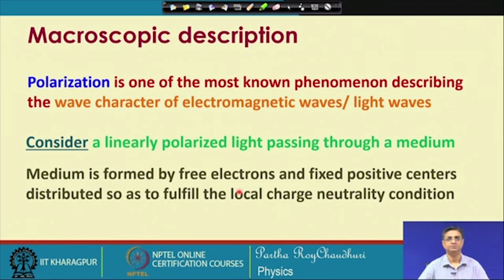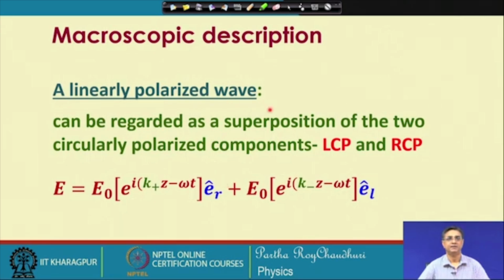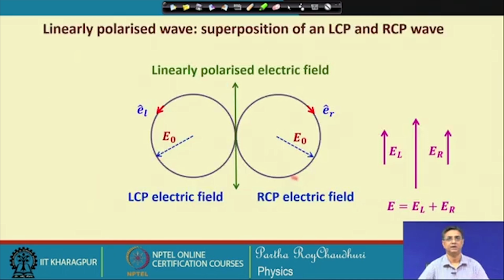over the medium. A linearly polarized light can be regarded as a superposition of two circularly polarized lights, one left circularly and another right circularly polarized light. So, let us have a look at this. This is the direction unit vector, and if you have a linearly polarized light, then it can be decomposed into one left circularly polarized light and another right circularly polarized light, having the same frequency, same amplitude and everything same, except the sense of rotation of the tip of the electric field vector.